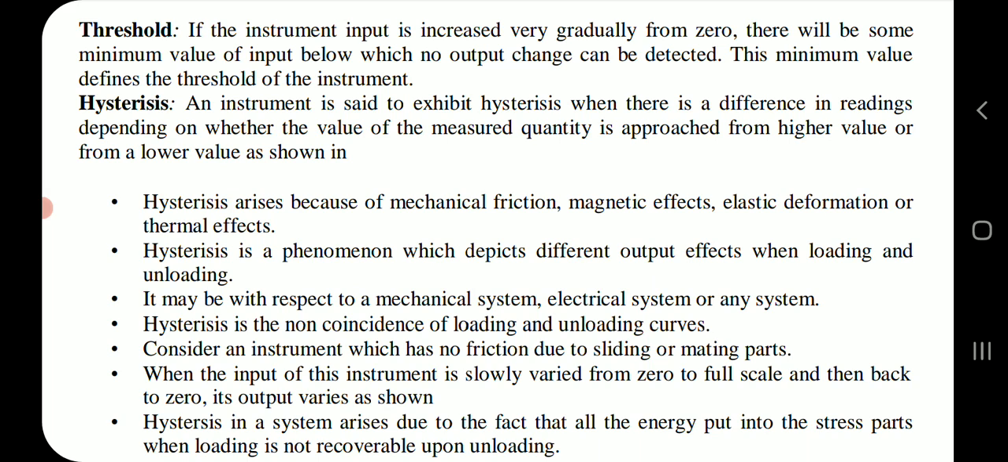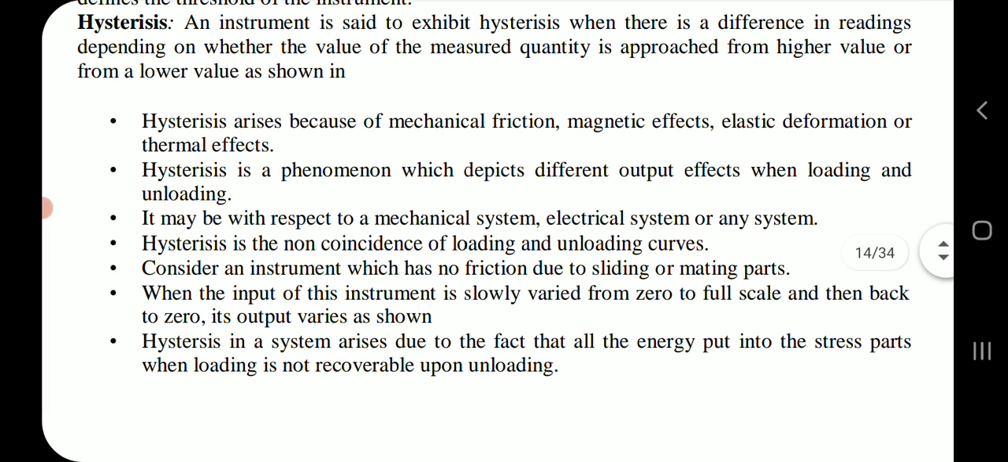Hysteresis. An instrument is said to exhibit hysteresis when there is a difference in readings depending on whether the value of the measured quantity is approached from a higher value or from a lower value, as shown. Hysteresis arises because of mechanical friction, magnetic effects, elastic deformation, or thermal effects. Hysteresis is a phenomenon which depicts different output effects when loading and unloading. It may be with respect to a mechanical system, electrical system, or any system. Hysteresis is the non-coincidence of loading and unloading curves.